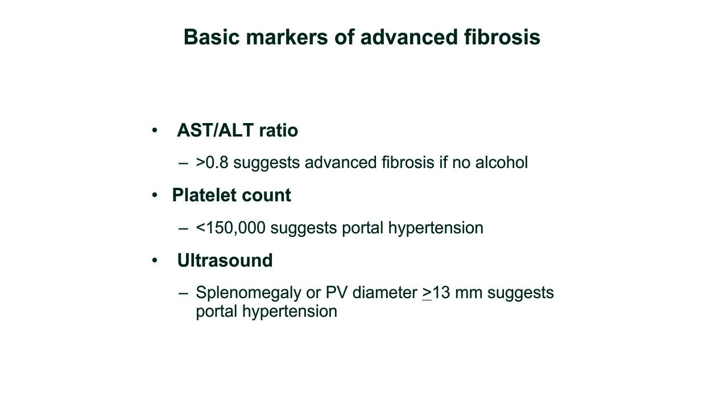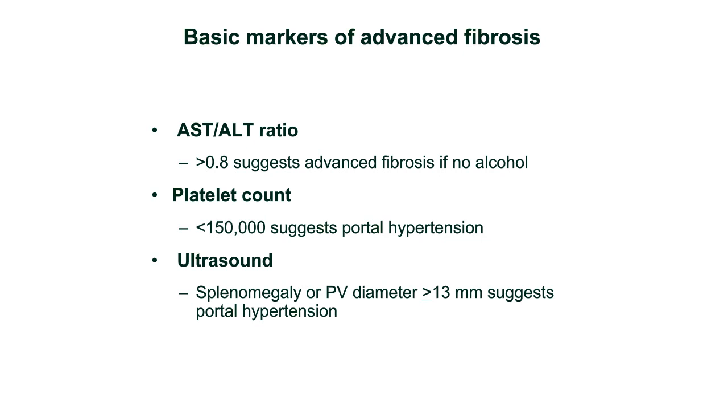So this, for instance, means that you can use an AST-ALT ratio. If it's greater than 0.8, this suggests advanced fibrosis. If a platelet count is less than 150,000, this suggests portal hypertension. If you have an ultrasound and it comes back with splenomegaly or a portal vein diameter greater than 13 millimeters, this also suggests more advanced fibrosis or portal hypertension.